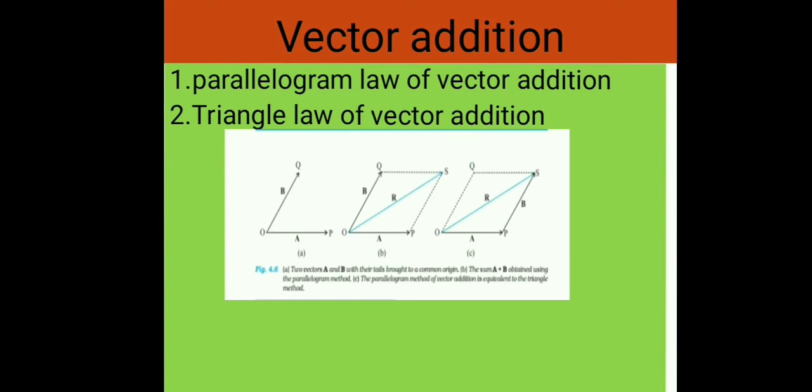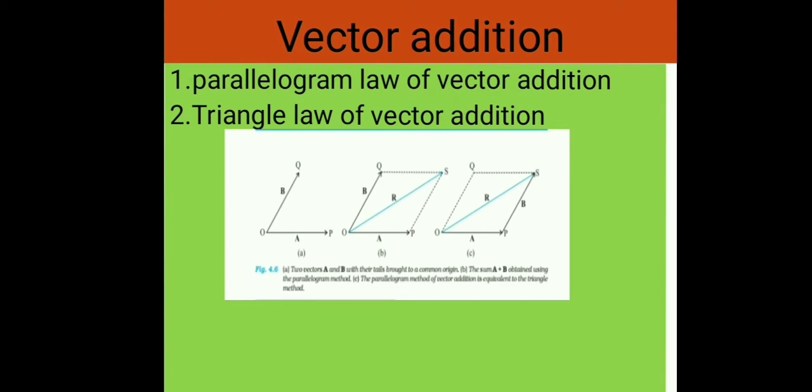Vector addition. Basically, this topic is also known as the composition of vectors. The resultant of two or more vectors is that single vector which produces the same effect as the individual vectors together would produce. The process of adding two or more vectors is called composition of vectors or vector addition.